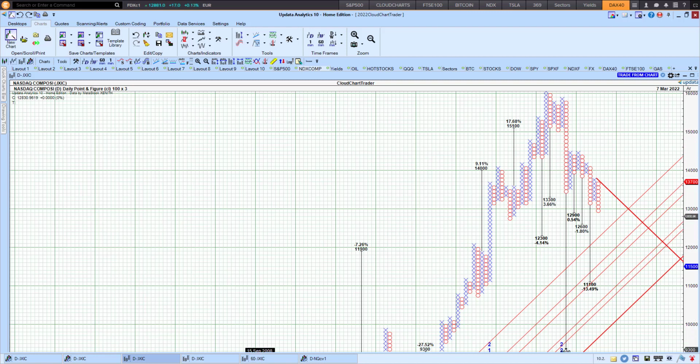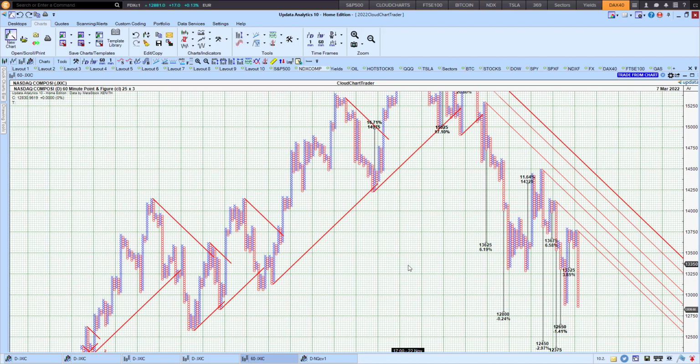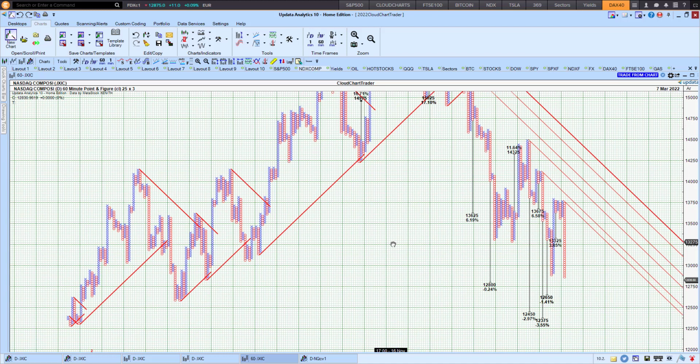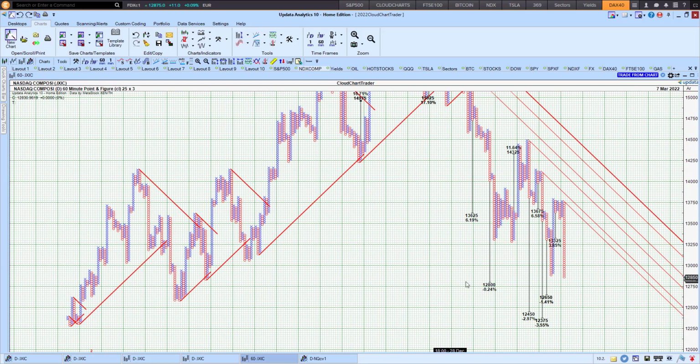Now let's turn to looking at the 60-minute point-and-figure chart. It gives us a bit more feel for other targets to look out for: 12.8, 12.650, 12.450 and 12.375. So these are the cluster of downside targets on the 60-minute 25 by 3 downside point-to-figure chart there. So you can see there's lots of overhead resistance to get through if you're looking at these point-to-figure chart trend lines.